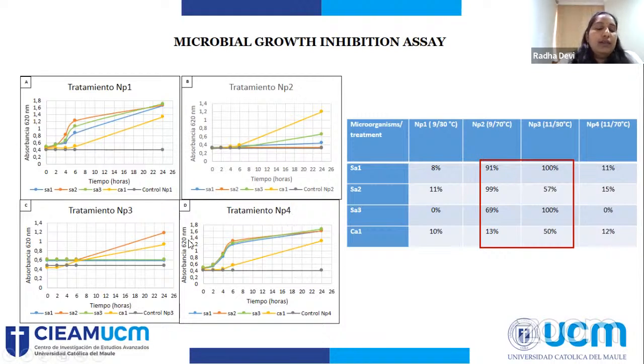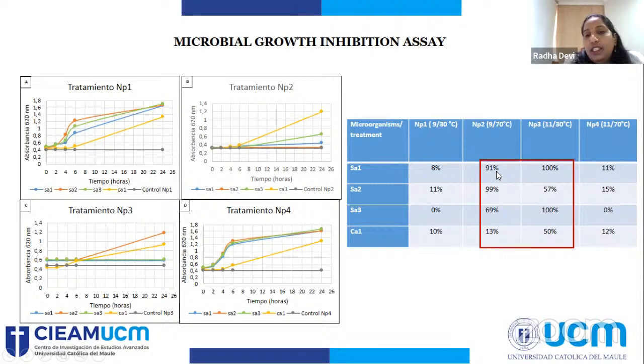In all these formulations, what we observed is that the bacterial strain Staphylococcus aureus, with 1, 2, 3 named as the different strains of the bacteria, and Candida, a fungal strain, was also used for this study. In this study, what we see is that the nanoparticles at a pH of 9 at 70 degrees centigrade were more effective towards the bacterial inhibition.